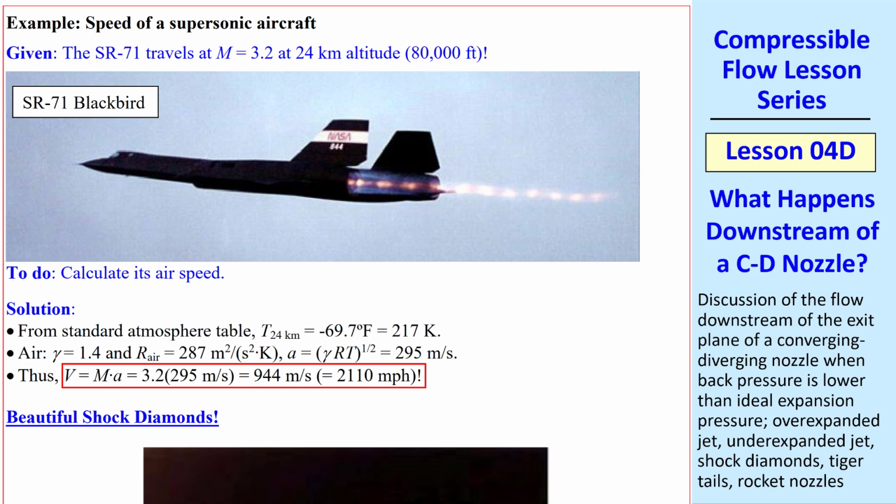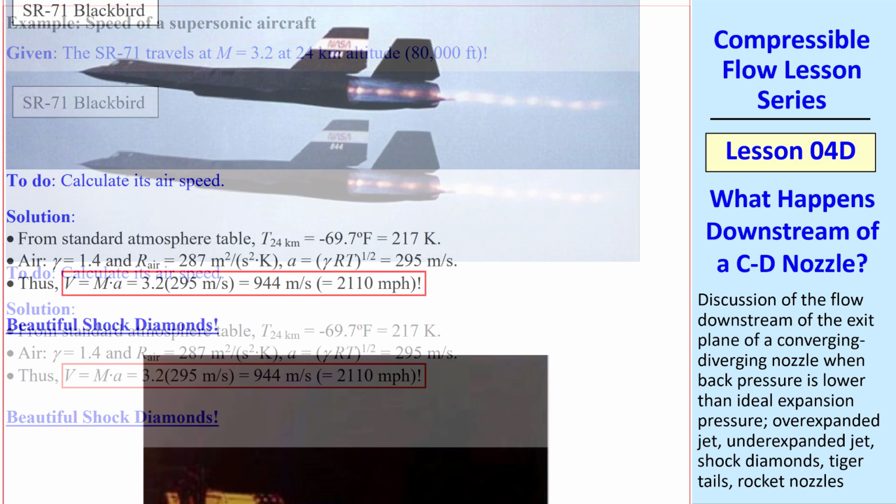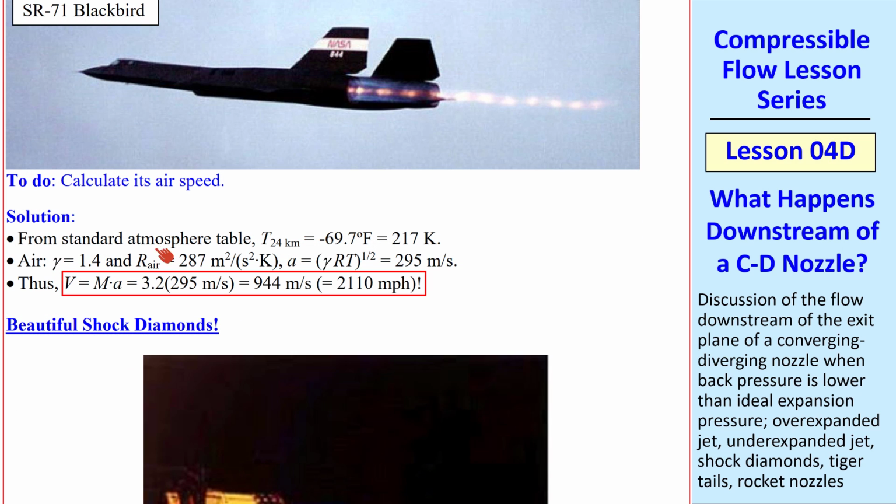I'll do a quick example problem, since the SR-71 Blackbird was an awesome aircraft. In the literature, you can find out that it travels at Mach 3.2 at an altitude of 24 kilometers, which is about 80,000 feet. Let's calculate its airspeed. To save time, I did the calculations here.